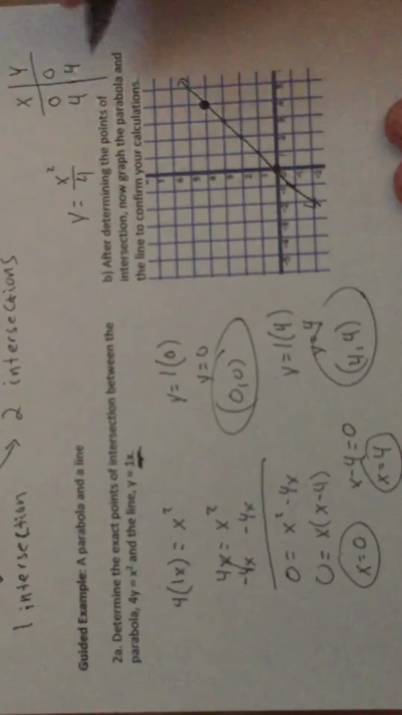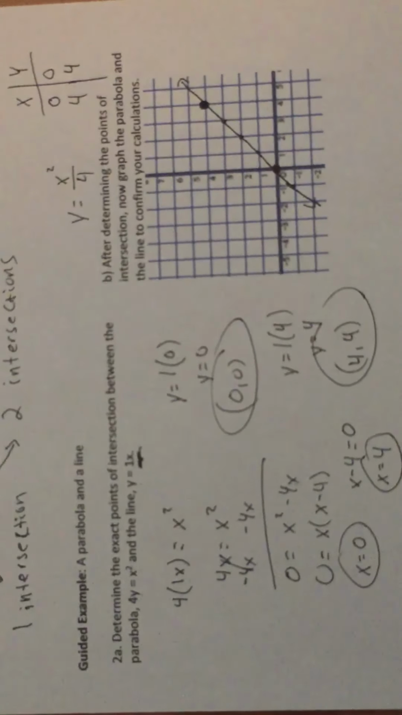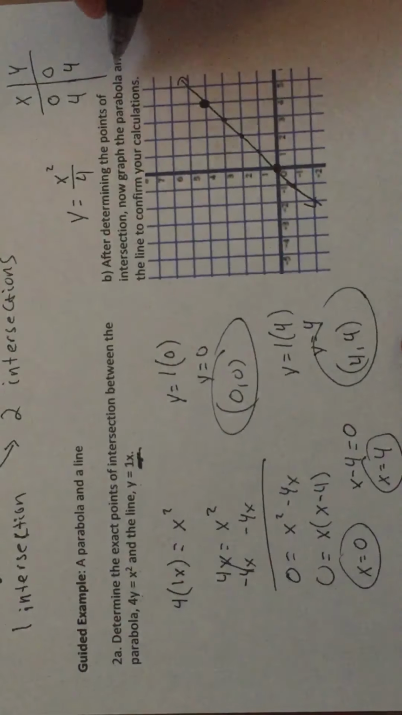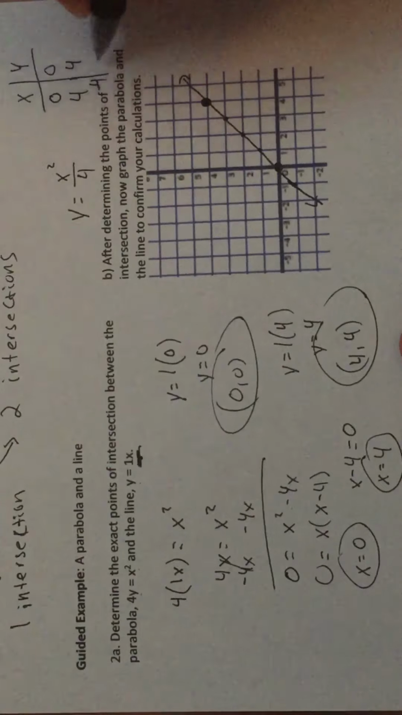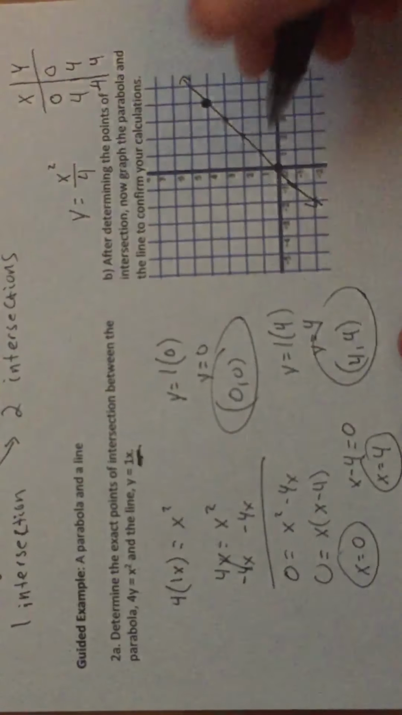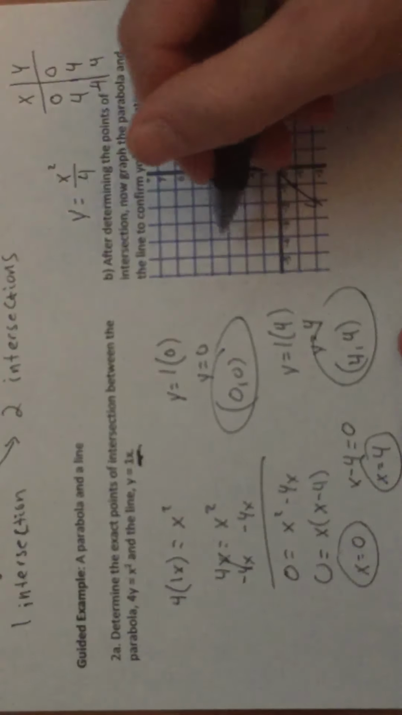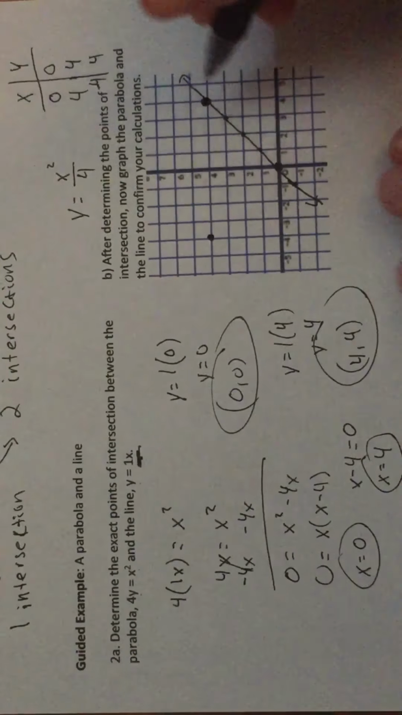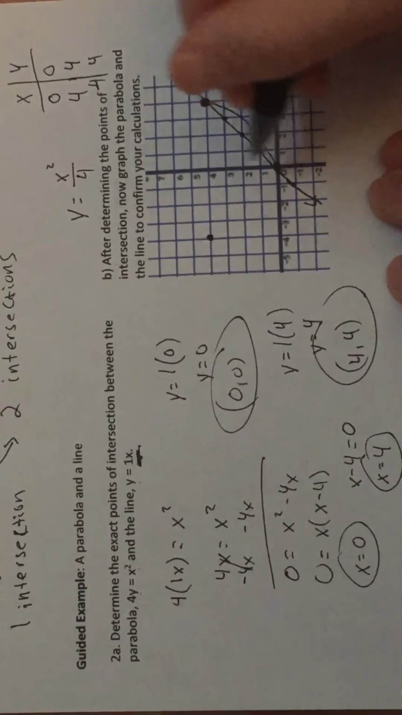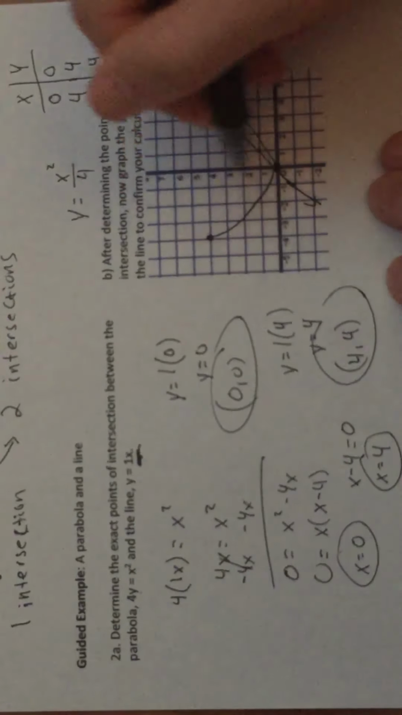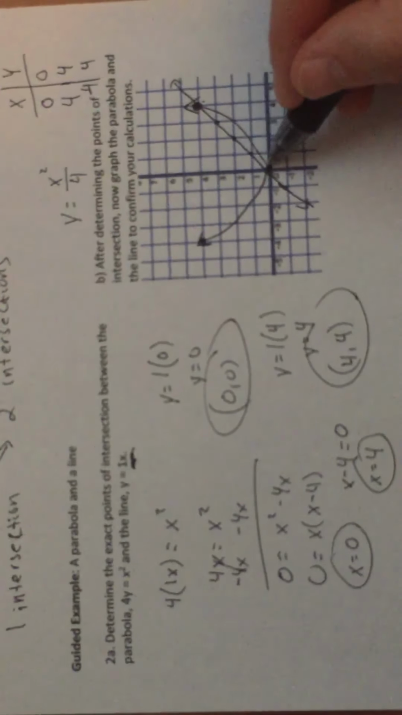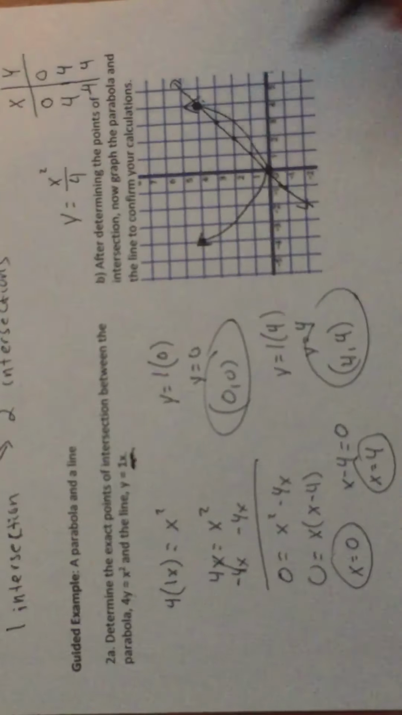I also know that parabolas are symmetrical, so if I plug negative 4 into this equation, I should also get the same value of 4. Even though it's a little out of order, if I put in negative 4, I'm also going to get 4 as well, because parabolas have that symmetrical nature. So my parabola is going to look something like this. Notice the 2 points of intersection, 0, 0 and 4, 4.